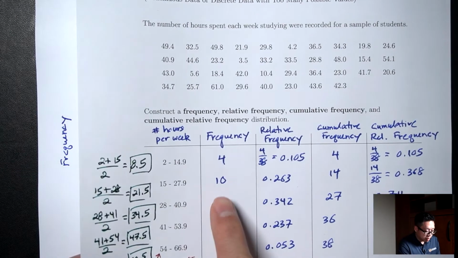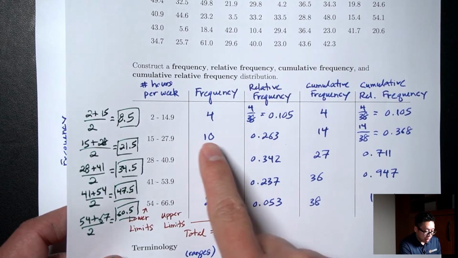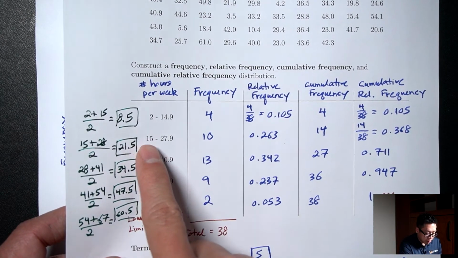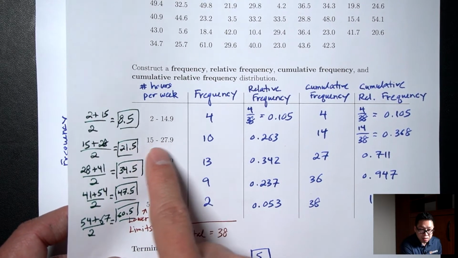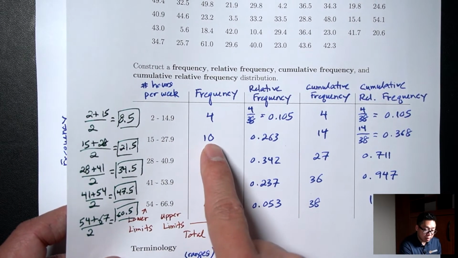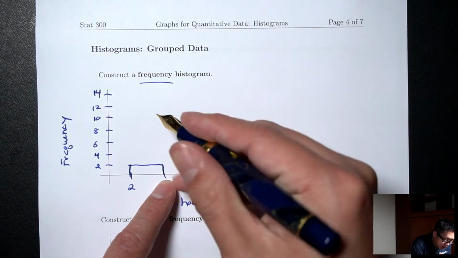My second frequency, 10, okay, that represents the range from 15 to 27.9. So basically from 15 to 28. So I need a bar, height 10, from 15 to 28. Okay, so from 15 to 28, height 10.